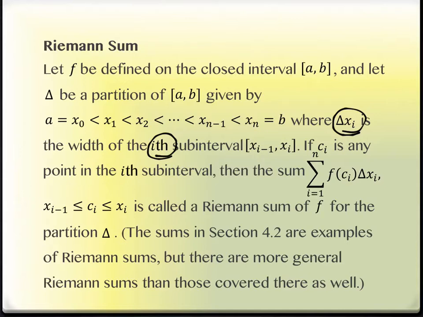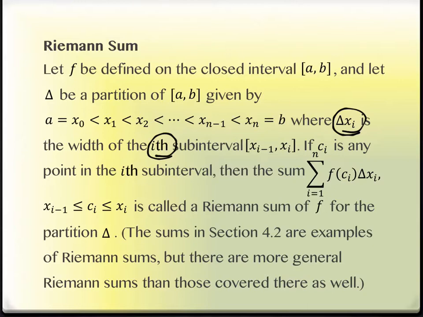If c sub i is any point in the ith subinterval, so we used the left-hand endpoint, we used the right-hand endpoint, and we used the midpoint. But this is telling you can use any height you want. Any value in between x sub i and x sub i plus 1. Anything in between you can use for the height. Doesn't matter. It's making things very arbitrary, right?